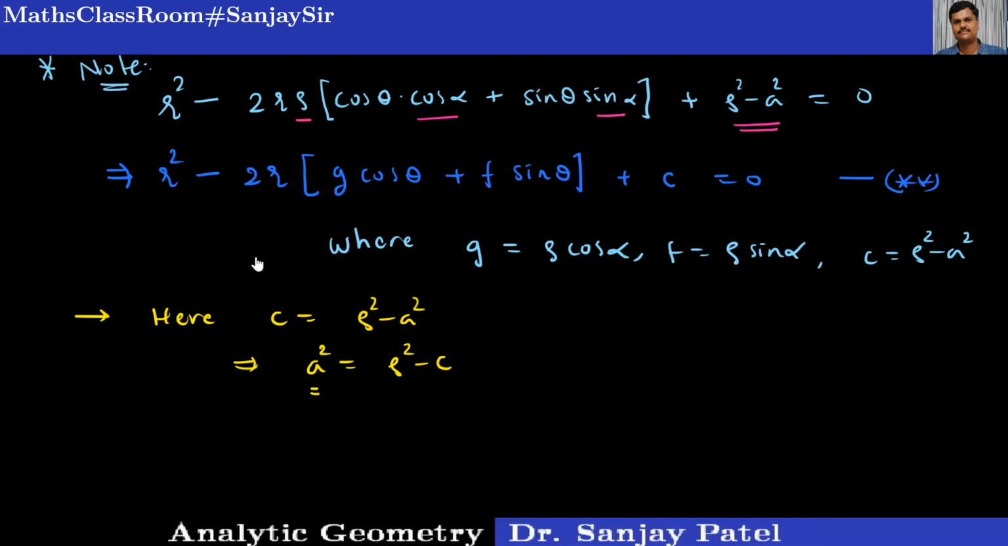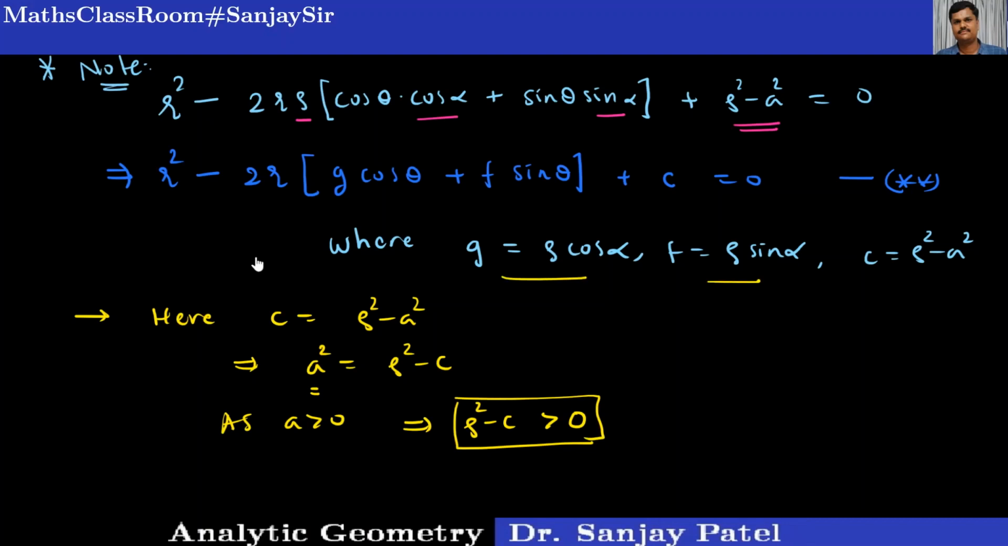And what is a? A is the radius. So we know that for a circle, the radius must be positive. So as a is positive, we must have rho square minus c also positive. But what is the meaning of rho square minus c is positive? That I can obtain from these two relations.